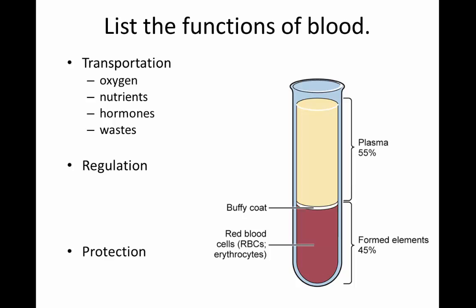Wastes, like carbon dioxide and urea that we'll learn about in the urinary system, are picked up by the blood from cells. They are then transported around the body to the various organs that help get rid of them. As the blood passes through the lungs, the carbon dioxide is given off. For the urea that I mentioned, when the blood goes through the urinary system to the kidneys, the urea is given off as waste in the kidneys.